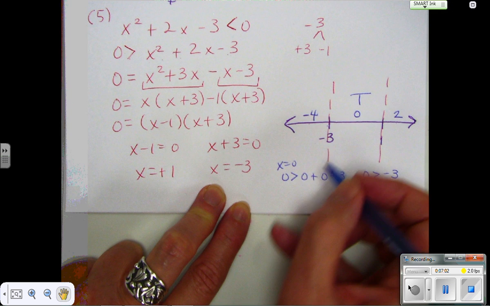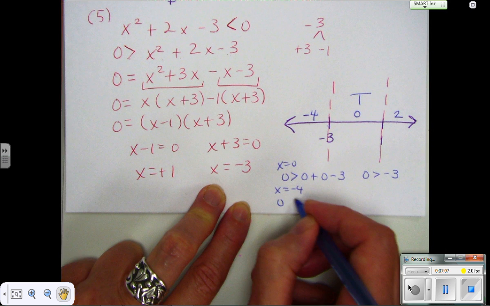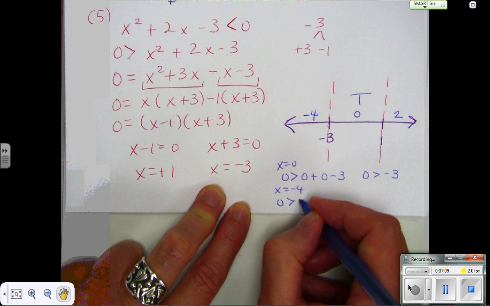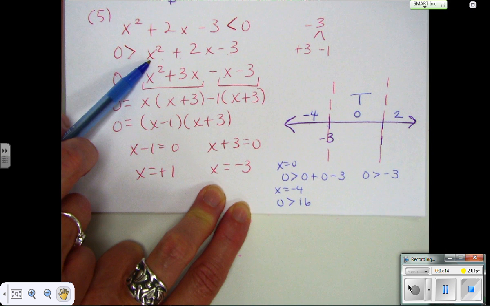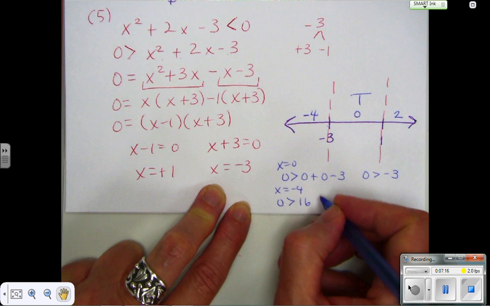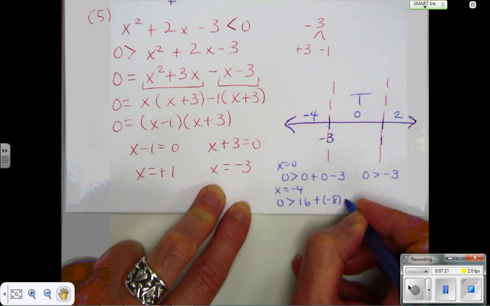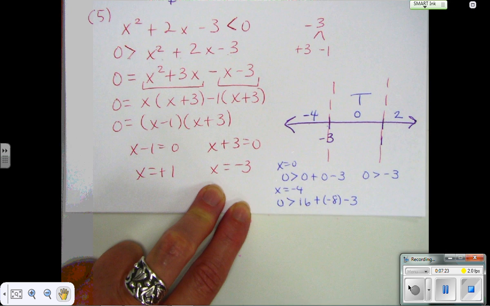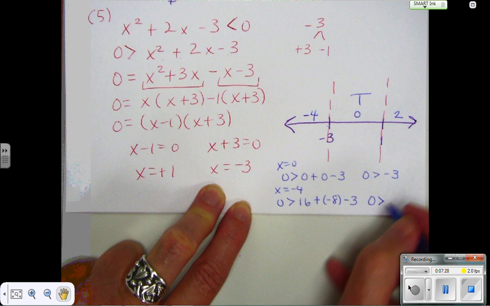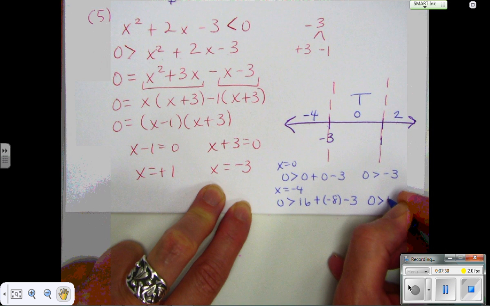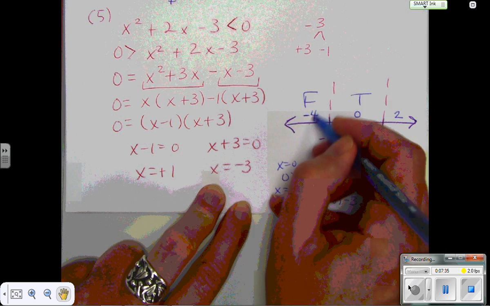Okay, let's just check this negative 4. When x is negative 4, I have 0 is greater than negative 4 squared is 16. I'm plugging it into this inequality. Plus 2 times negative 4 is negative 8 minus 3. So 0 is greater than, I think it's going to be positive 5. Is that true? No, that's not true. That's false. So that one's not going to work.